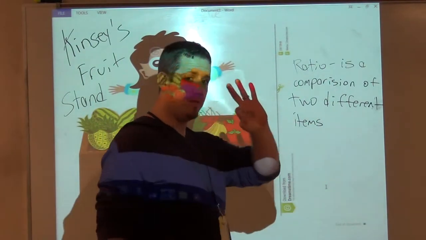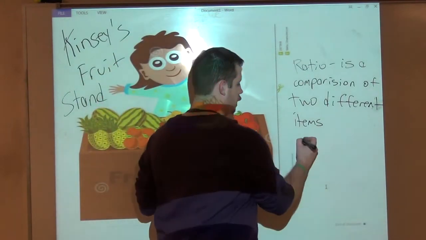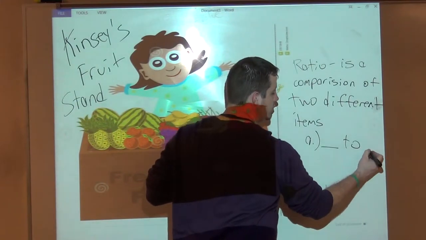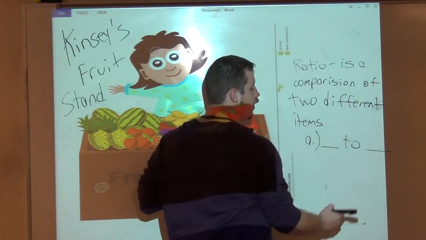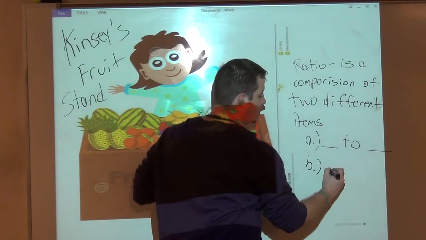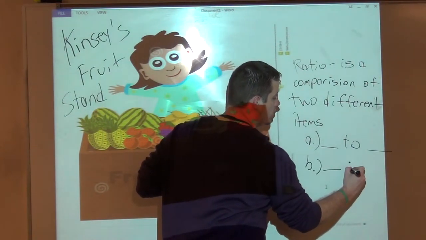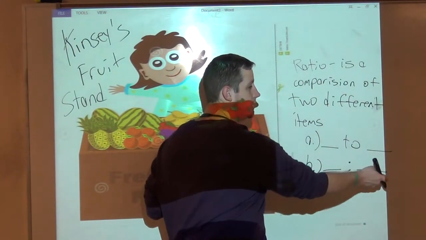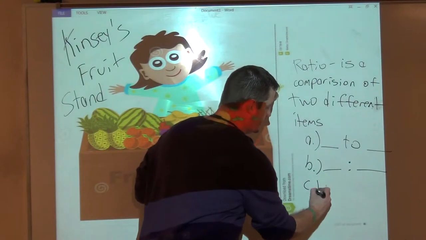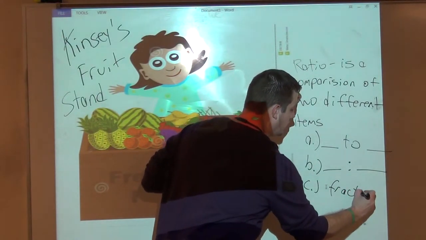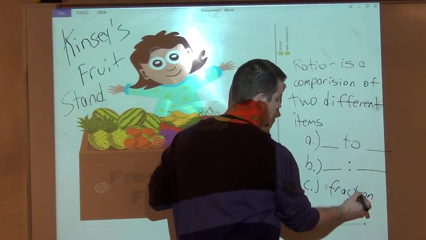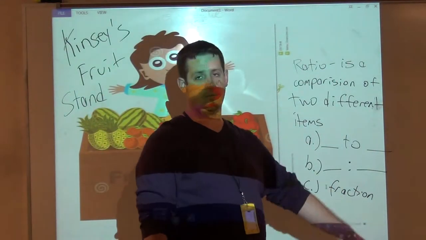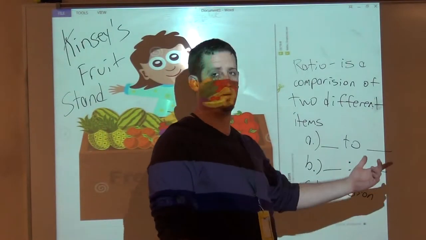There are actually three different ways I can write a ratio. I can write it using the word "to." I can have a number to another number, or an item to another item. I can also write it using the colon symbol. I can have an item colon an item, or a number colon a number. And then the final way, which really gets the most attention, is the fractional way. The reason for that is that we know how to work with fractions. We're comfortable with that.